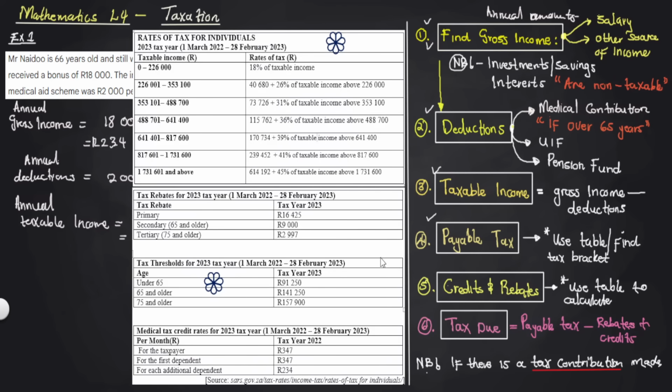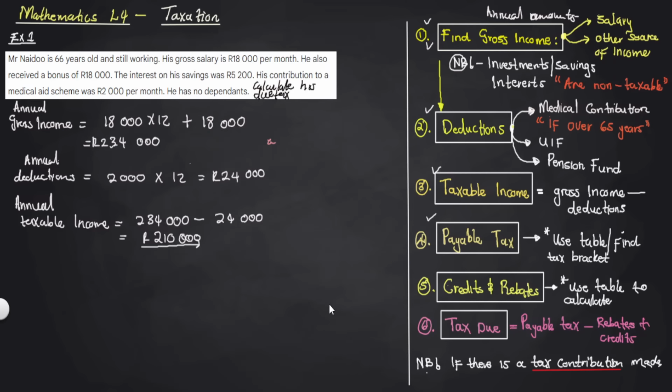Now we're going to do the following. It's 18% of taxable income, so we're going to say payable tax, this is annual payable tax, is equal to 18%, that is 18 divided by 100, multiplied by 210,000 rand. So it's 18 over 100 multiplied by 210,123. Then it's total 37,800.